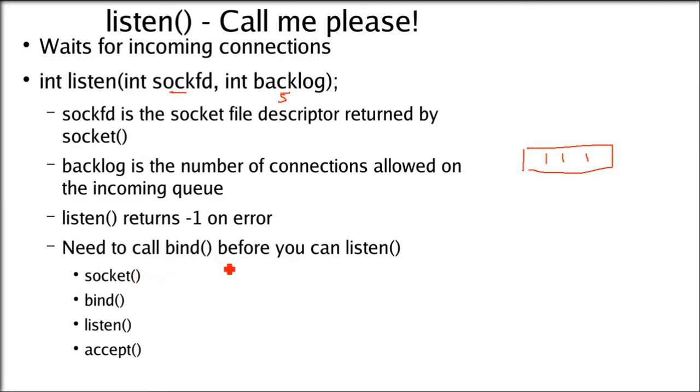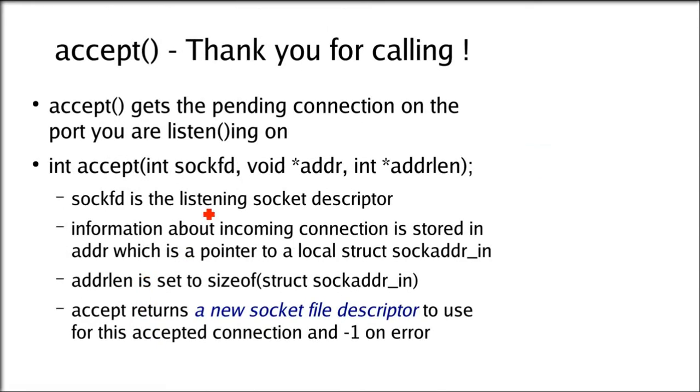And there's one more thing. First you need to call bind before you listen. So we have a socket, then you bind, then listen, then accept. Accept does what? It gets the pending connection on the port you are listening to, because in the backlog queue there are certain connections which are waiting. So the acceptance has to be there.